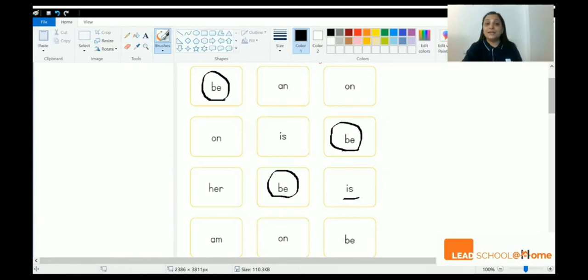Is this word B? No, this is not B. Is this word B? No, this is also not B. Is this word B? No, this is not B. And is this word B? Yes, this is B. So circle it with me in your workbook. Parents, please help your child complete WS15 for phonics and WS16 for the sight word as I have shown you during the session.